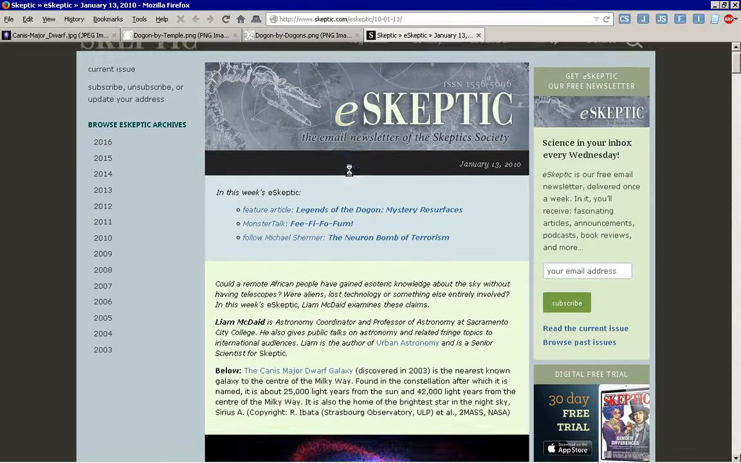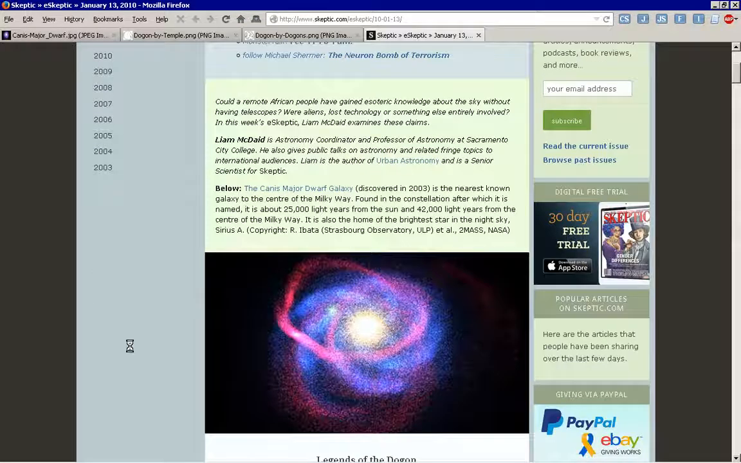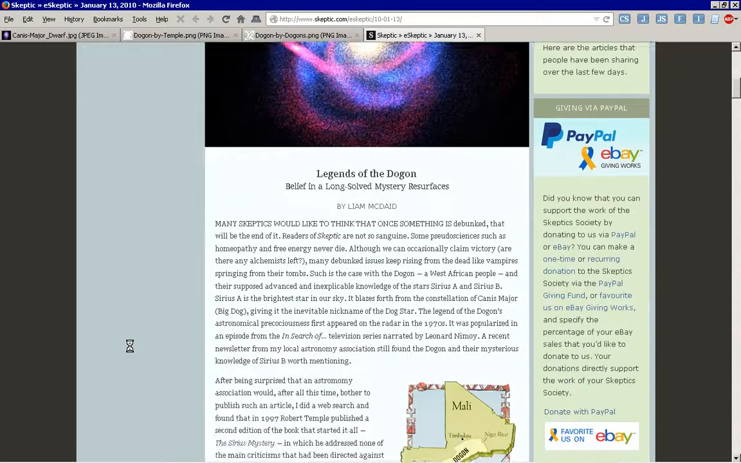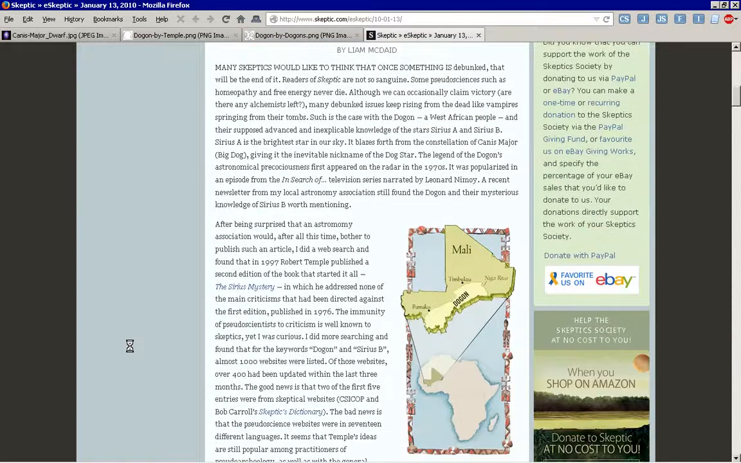This is the Skeptic's Dictionary. There's a couple of hundred websites you can find about it, but I love the lament here. Years after this book had been found to be completely wrong, again because the Dogon tribe itself contradicted the idiot, he didn't address any of the criticism, and he put out the next book called The Sirius Mystery.